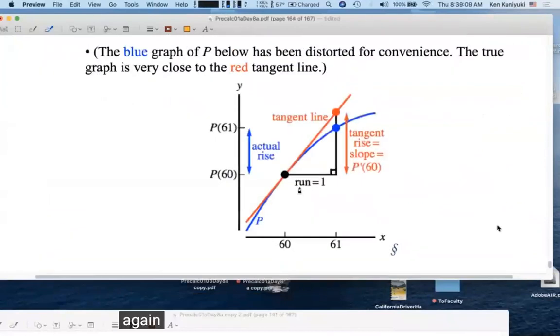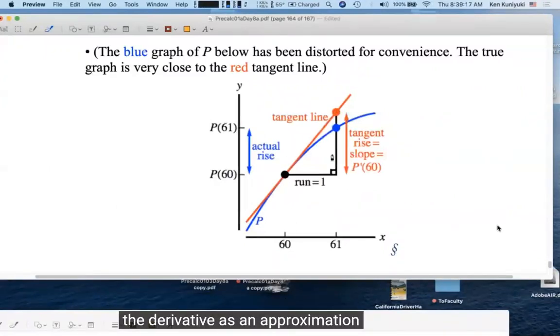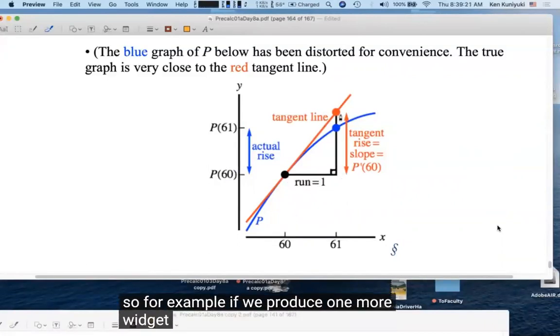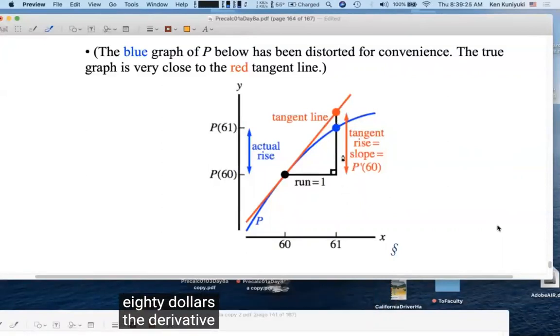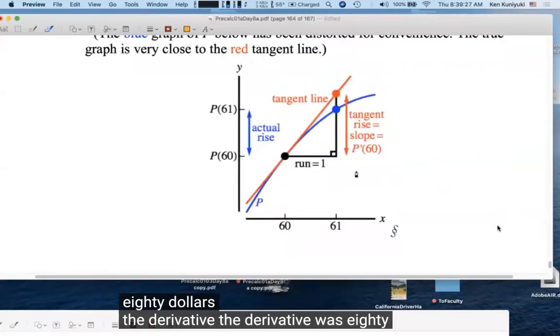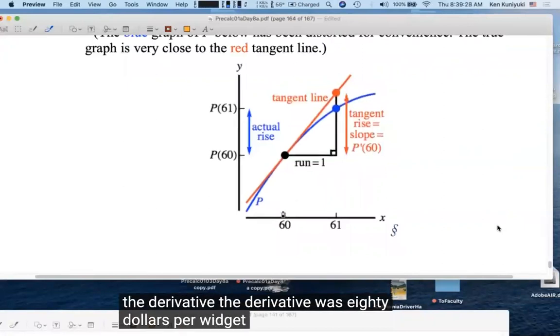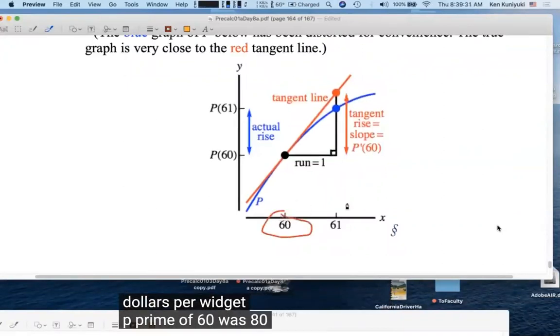Again, if the run is 1, the rise is the slope. The derivative is an approximation. So for example, if we produce one more widget, the profit increases by about $80, the derivative. The derivative was $80 per widget. P prime of 60 was $80 per widget.